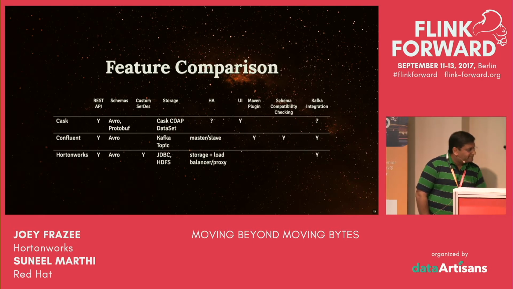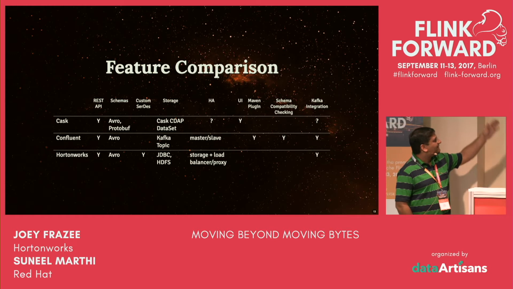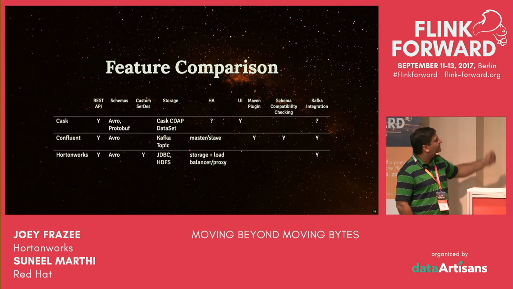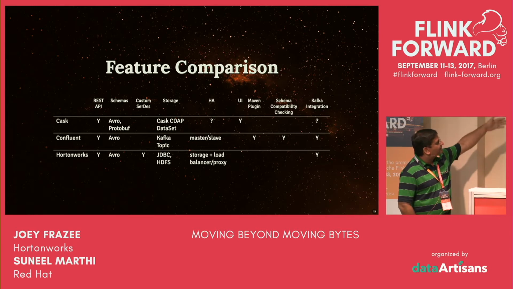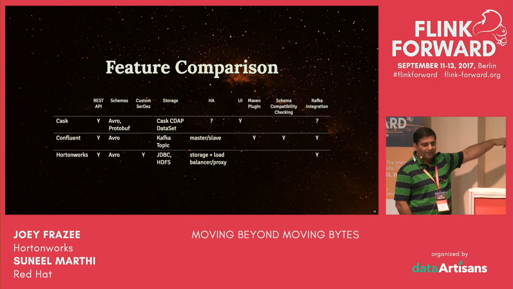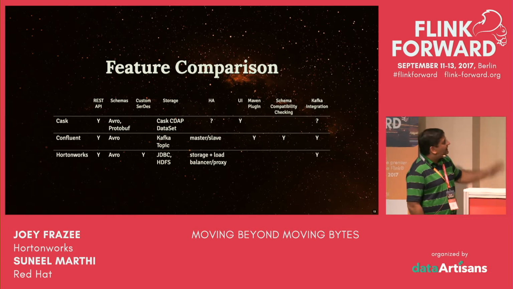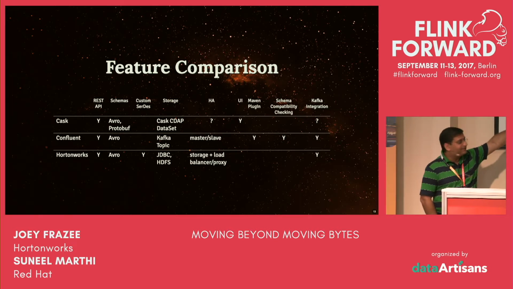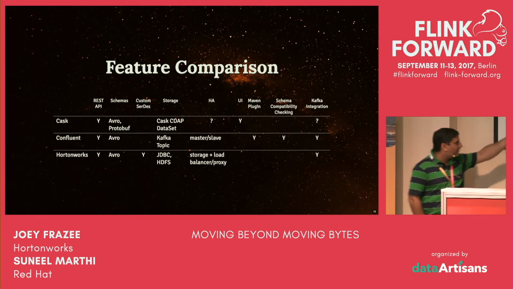So here, this is a matrix, kind of like a feature comparison of the different schema registries that you have today: Cask, Confluent, and Hortonworks. So the REST APIs, yes, all of them do support REST APIs. For the schema formats, Cask has Avro and protobuf, whereas Confluent and Hortonworks have only Avro. And the advantage of the Hortonworks schema registry is that it supports custom serialization and deserialization. Do you want to explain that?